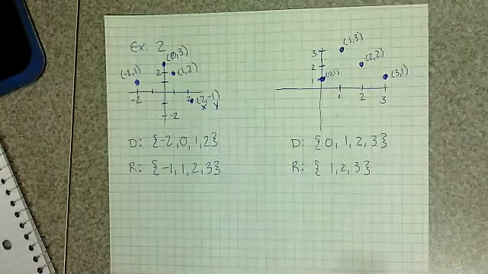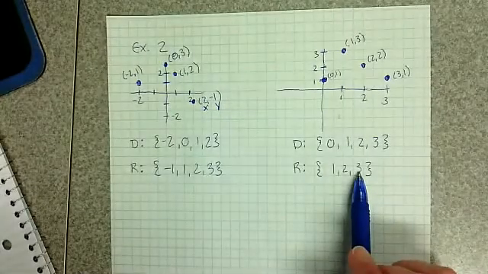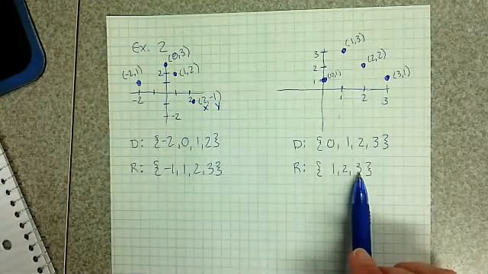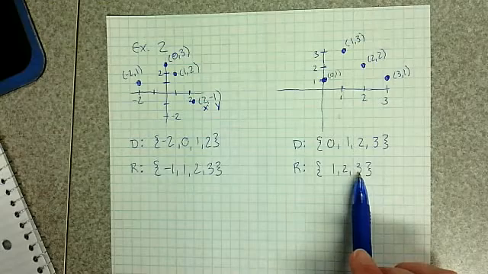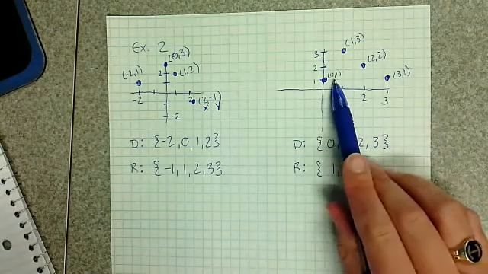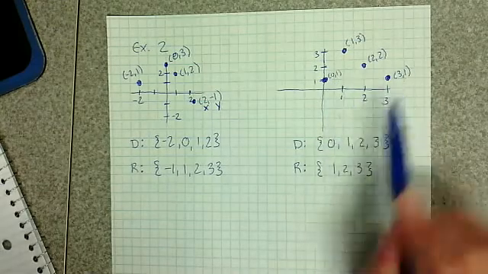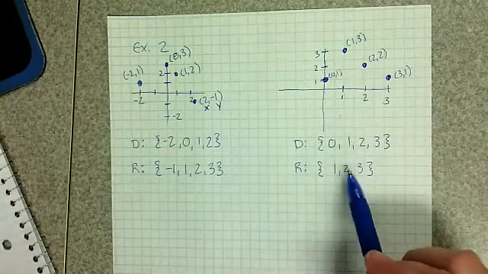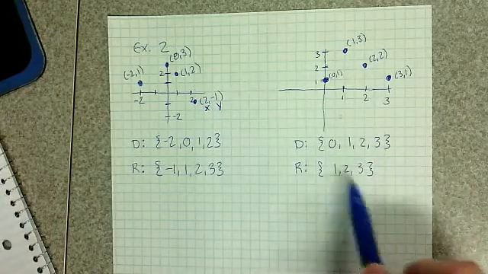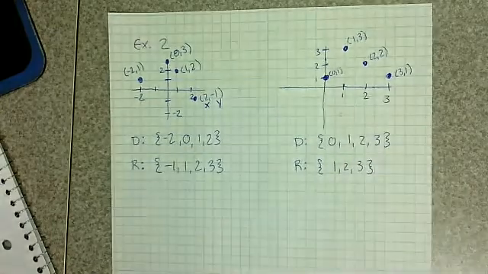All right, how do we do? On the range, did we make sure to only put down the one time? Because remember, no repeats. Okay, here's my domain. Here's my range. This is what we're going to practice today.